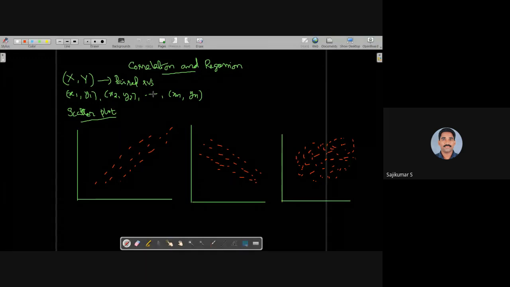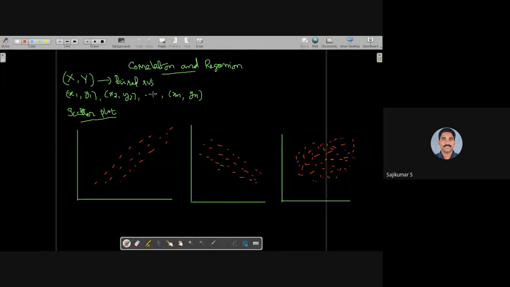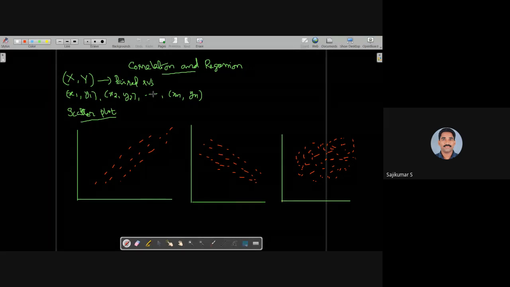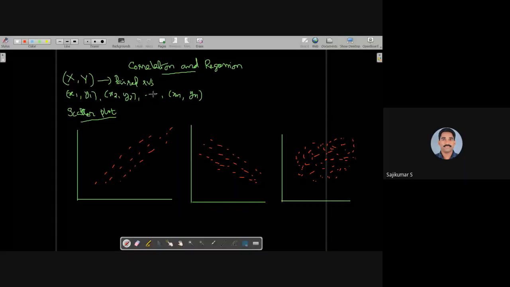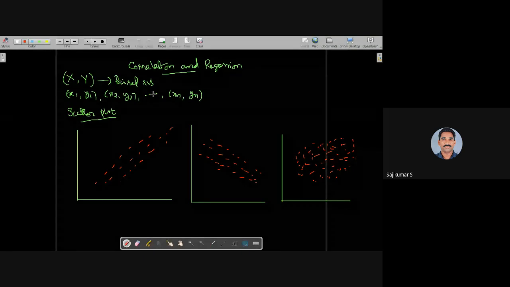That means bivariate data, two random variables at a time, and we are taking a sample of size n corresponding to each of the random variables. Say first random variable x and second random variable y. So all the observations are in paired format. So if you are selecting a sample of size n corresponding to each of the random variables, we will have pairs called x1 y1, x2 y2, etc., xn yn.